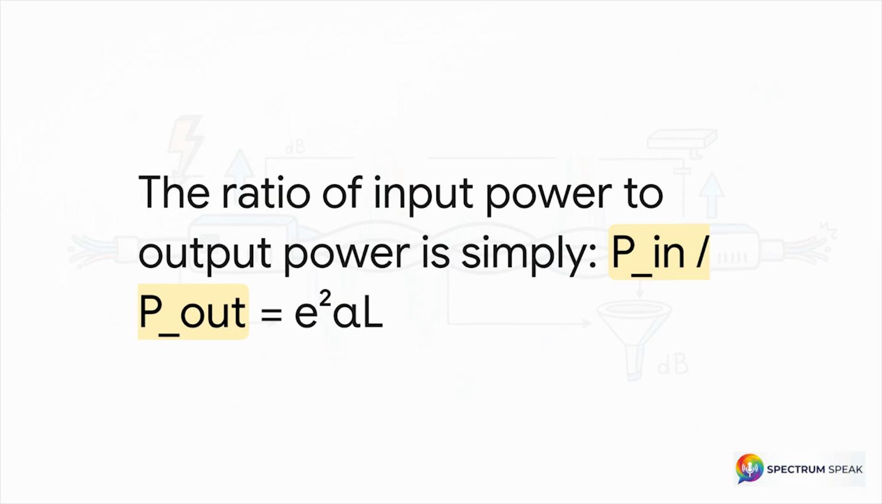So, if we take the ratio of the input power to the output power, all those other terms just cancel each other out, leaving us with this beautifully simple exponential. This ratio, e to the 2 alpha L, is the true fundamental measure of power loss in a matched cable.